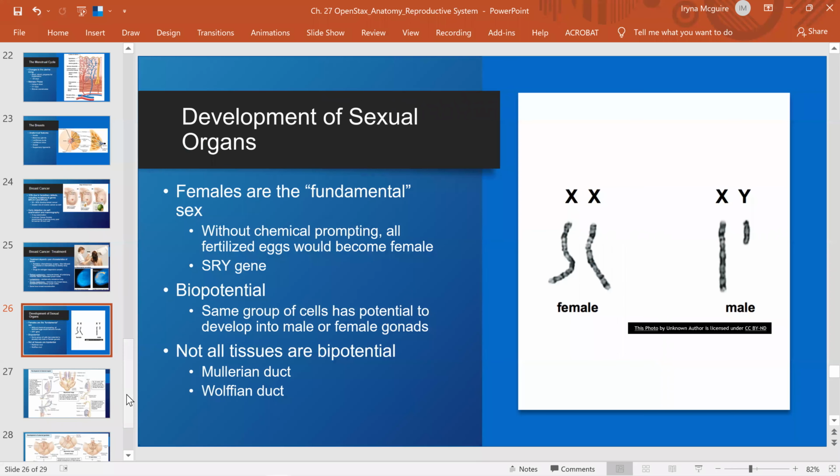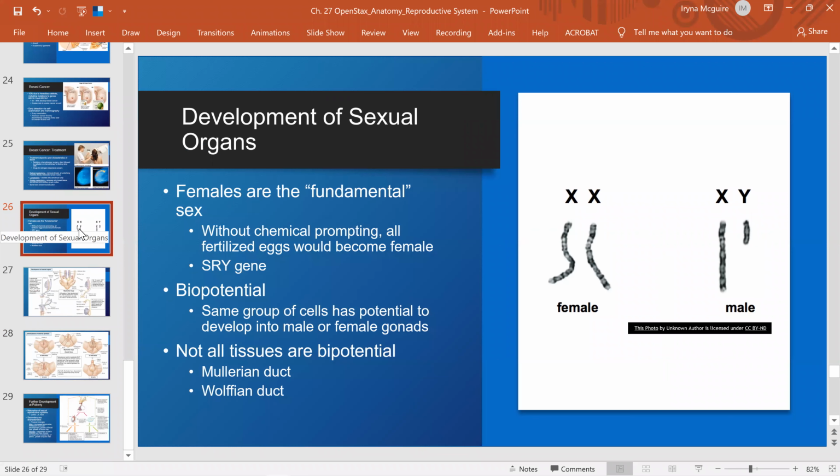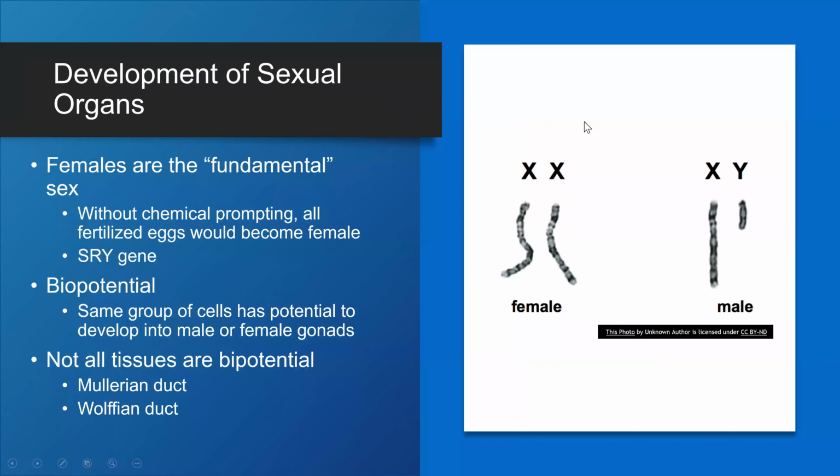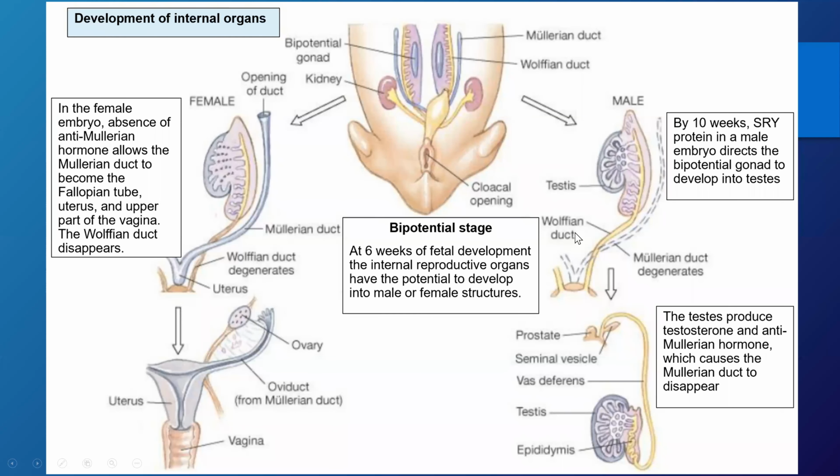Okay, and the last couple of slides we have over here, I will go over very quickly because again, we will cover it more in physiology, but you know, how we developed into males and females. We know that females have two X chromosomes and males have X and Y chromosomes. But interesting is that at the early stages of development, like at 6 weeks of fetal development, the internal reproductive organs have the potential to develop into male or female structures.